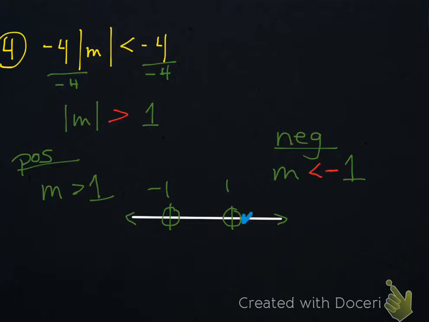From the 1, we're shading to the right. That's the direction of the arrow. And from the negative 1, we're shading to the left. That's the direction of our arrow. Now let's put our interval notation in there. We're going from negative infinity to negative 1. This one has parentheses because we have open dots. Our U shape, and then 1 to positive infinity.